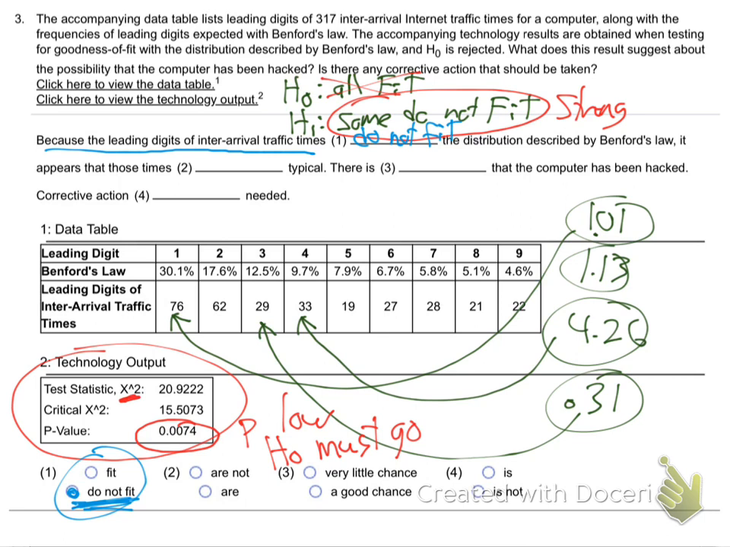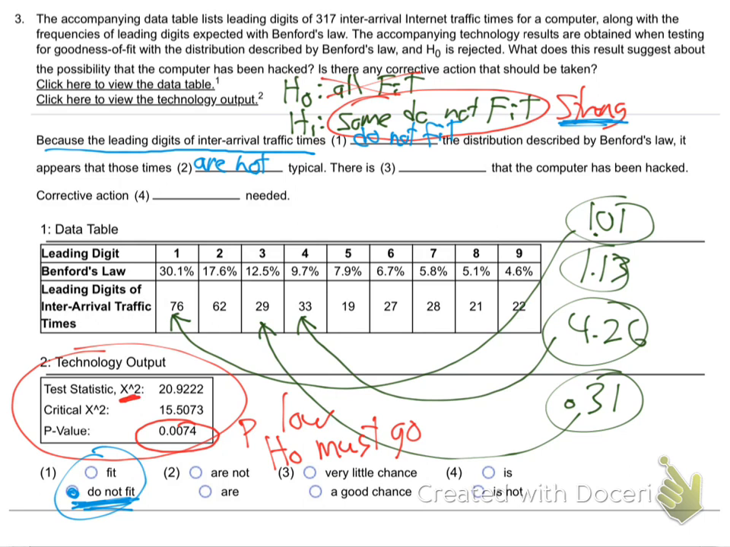That's what we just determined, right? The p was low, so we rejected the null. The null is always they all fit. The alternative is some don't fit. Because the leading digits do not fit the distribution described by Benford's law, it appears that those times are or are not typical? Are not. Something fishy's going on, right? There's strong evidence that something fishy's going on.